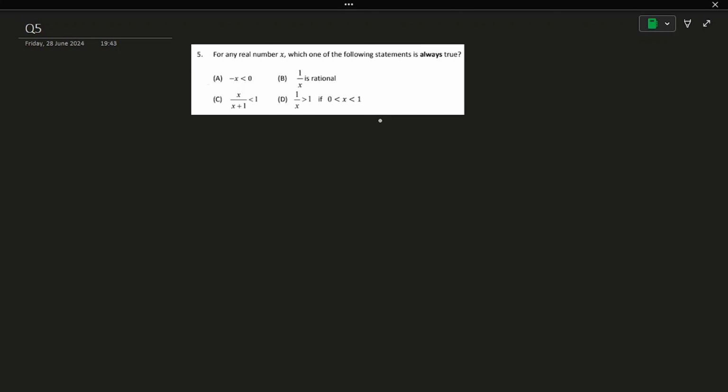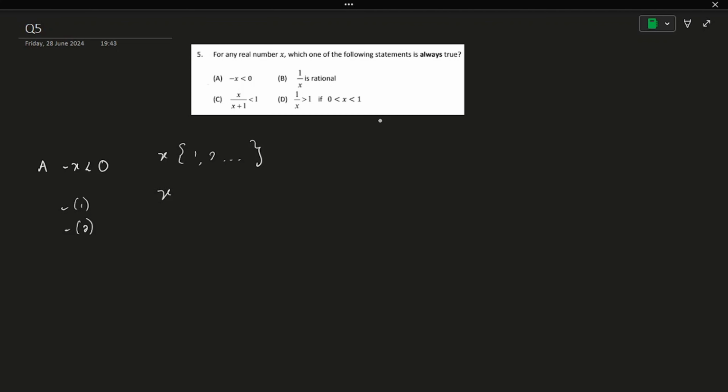Let's first try A. A says negative x less than 0 is always true. But is this always true? Think about it. You can pause the video and think, is this always true? Well, if you did try it, this is not always true. Now, let me give you a reason why. If x is in the set 1, 2, and maybe to positive infinity, we know that we could have negative 1, which is less than 0, and we can also have negative 2, which is less than 0.